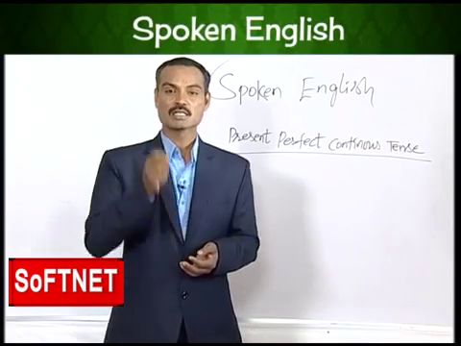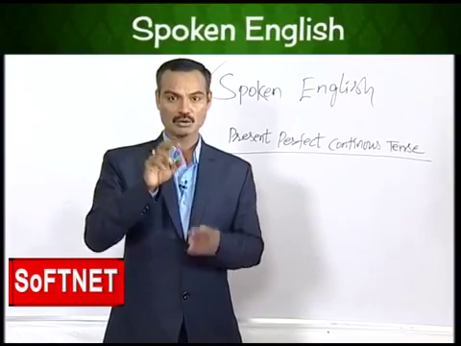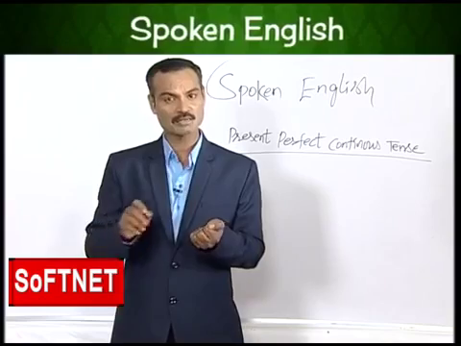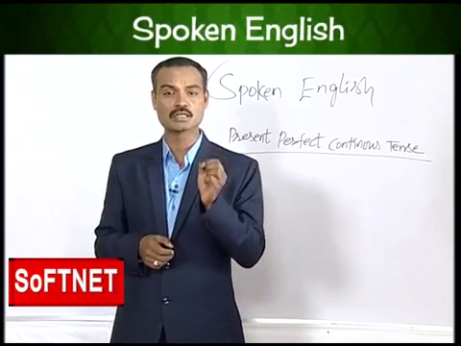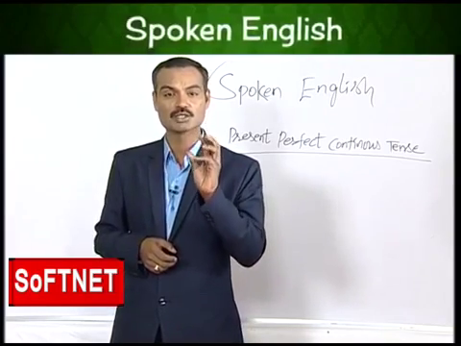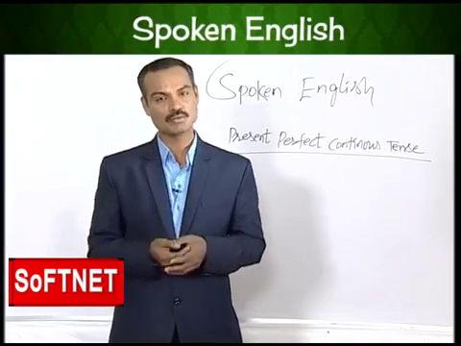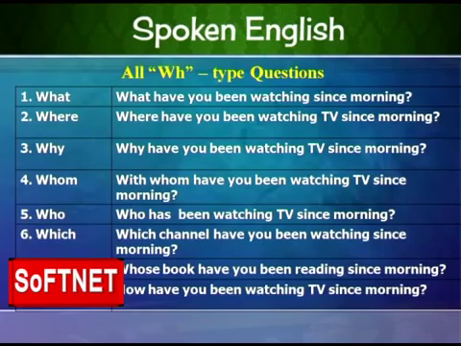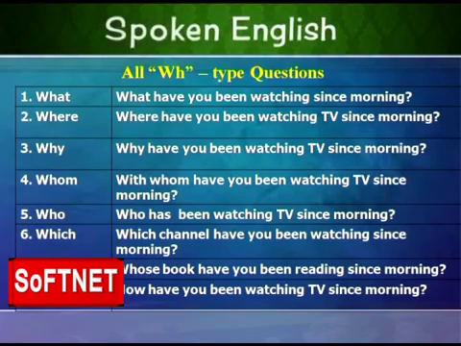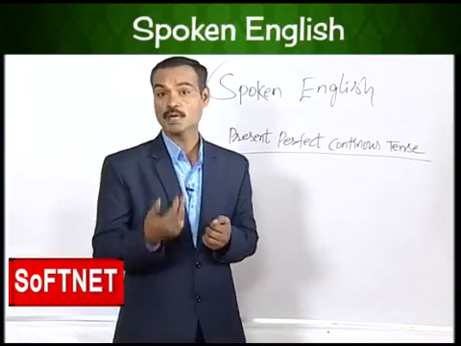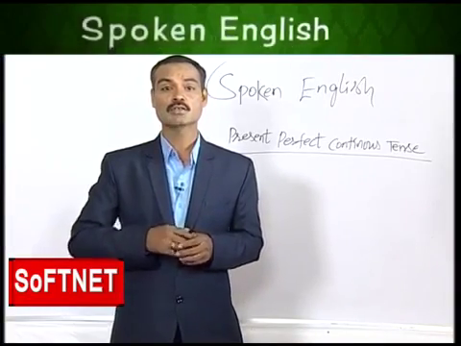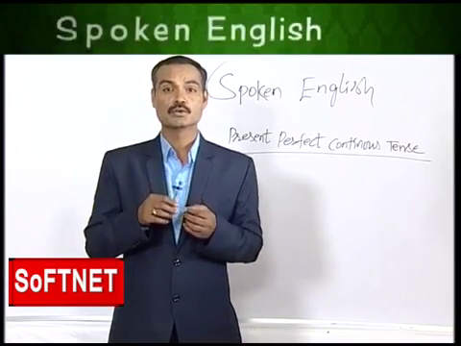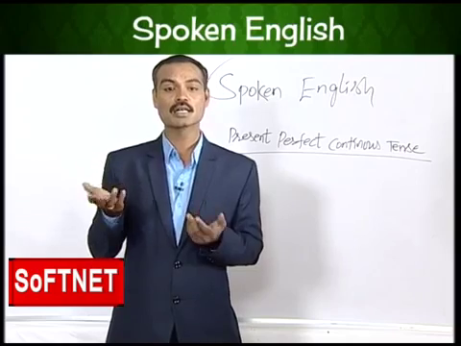See, friends, if you learn how to ask a question with one WH word, you can easily ask WH type questions with any WH word. First, you should learn how to ask a question with one WH word. For example, what? See, what have you been watching? Okay, the same sentence you can change with different WH words. What have you been watching, where have you been watching, why have you been watching, with whom have you been watching, which program have you been watching, like that. Next, whose book have you been reading, okay, like that also.